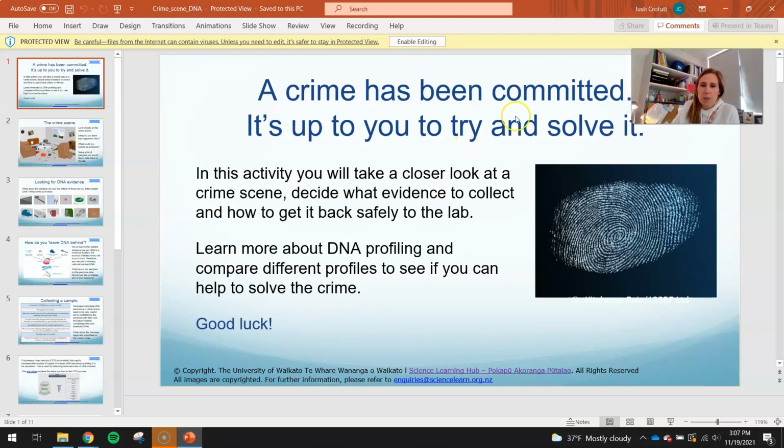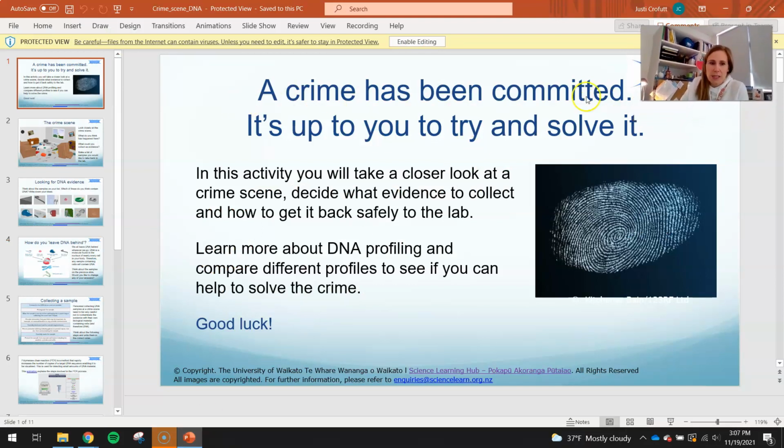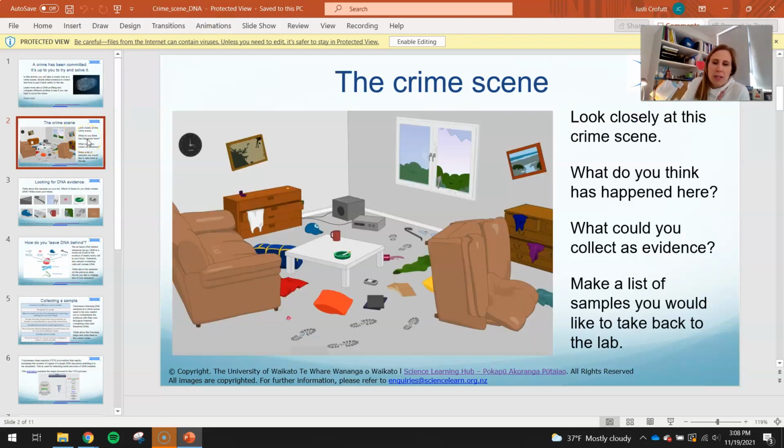Okay, so a crime has been committed. It's up to you to try and solve it. In this activity, you'll take a closer look at a crime scene, decide what evidence to collect, and how to get it back safely to the lab. Learn more about DNA profiling and compare different profiles to see if you can help to solve the crime. Good luck. So what you will see is different things like this. Again, this used to be a really cool interactive website. Now it's just a PowerPoint because Adobe Flash went away.